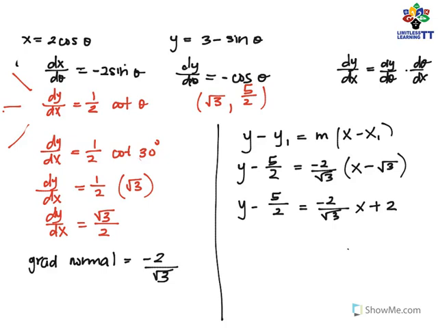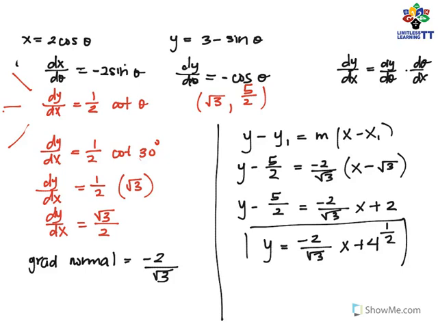And so now I have to take the -5 over 2 on the left-hand side over to the right-hand side. So I get y is equal to -2 over the square root of 3 times x plus 2 plus 5 over 2. 5 over 2 is the same thing as 2.5. So 2 plus 2.5 gives me 4 and 1/2. So this is your final equation: y is equal to -2 over the square root of 3 times x plus 4 and 1/2.